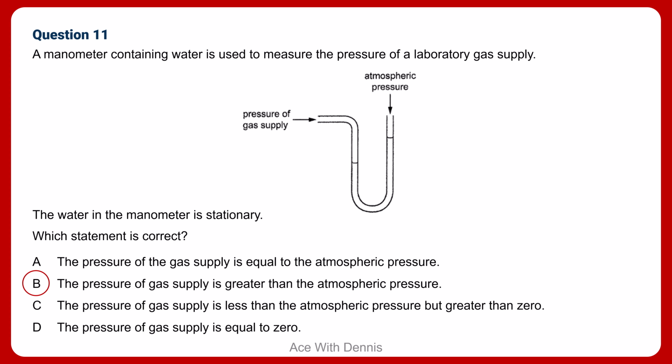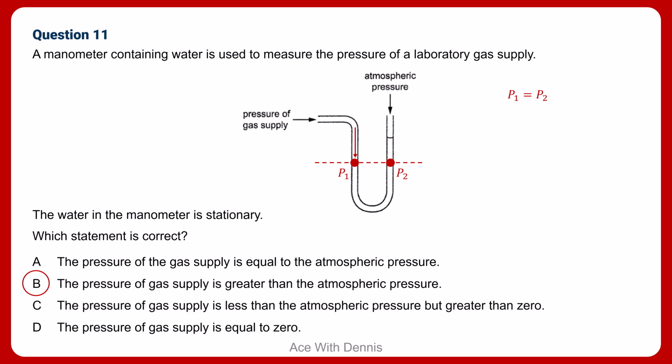The answer is B. The pressure of gas supply is greater than the atmospheric pressure. We know that the pressures at the same level are equal. So let's label the pressure at this point as P1 and the pressure at this point as P2. Hence, P1 equals P2.